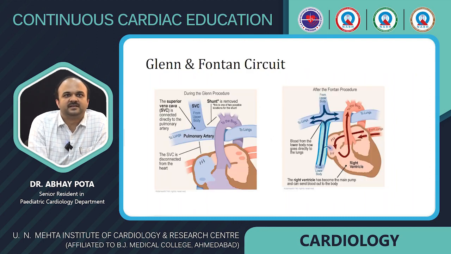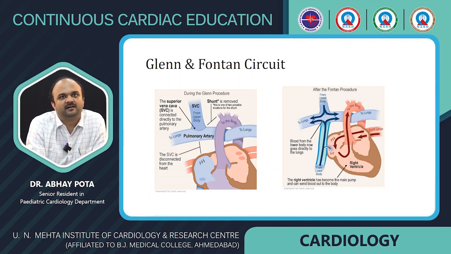This is Glenn and Fontan circuit. So basically what is Fontan or Fontan-Kreutzer operation? It refers to any operation that results in the flow of systemic venous blood to lungs without passing through a ventricle. Now in Glenn shunt, superior vena cava is connected directly to the right pulmonary artery, and in case of Fontan, IVC is connected via extracardiac graft, that is extracardiac Fontan, to branch pulmonary artery.